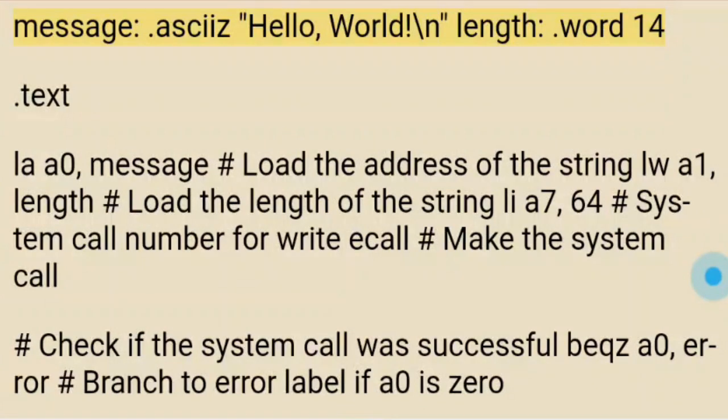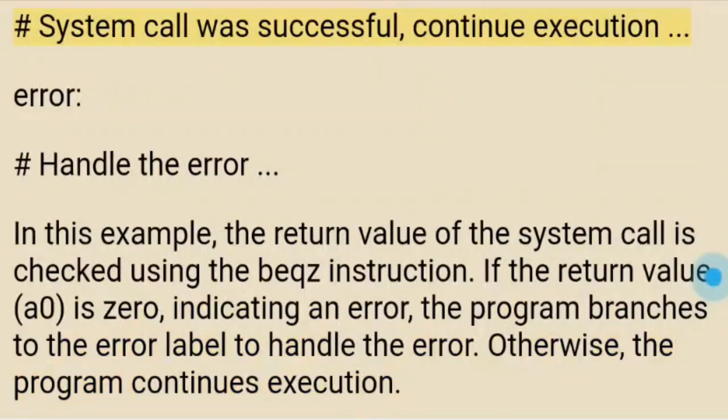.data message: .asciiz "hello, world\n" length: .word 14 .text la a0, message # load the address of the string lw a1, length # load the length of the string li a7, 64 # system call number for write ecall # make the system call # check if the system call was successful bltz a0, error # branch to error label if a0 is negative # system call was successful, continue execution error: # handle the error. In this example, the return value of the system call is checked using the branch instruction.